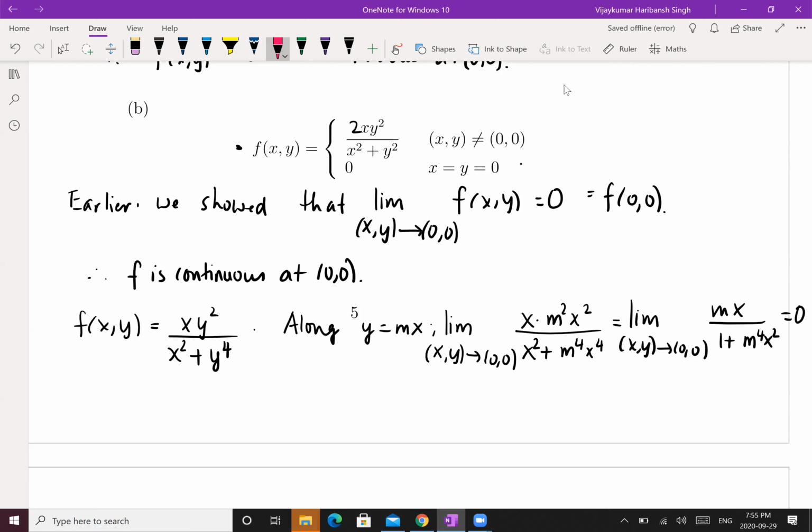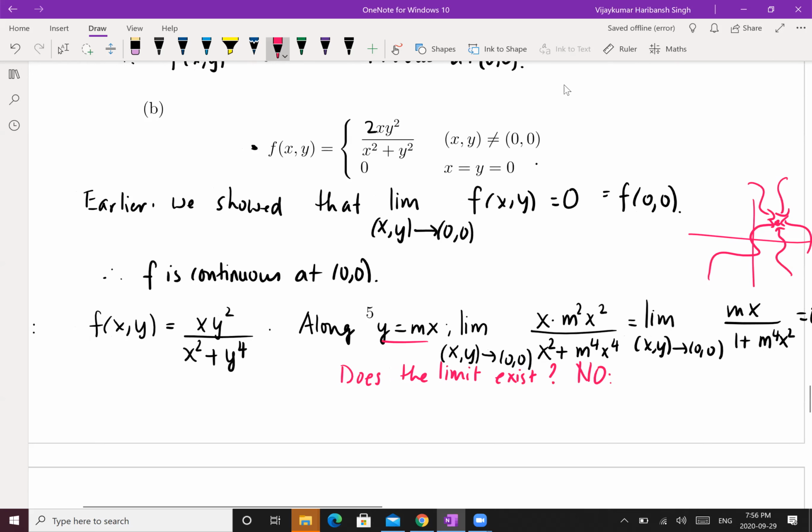So then the question is, does the limit exist? Because it exists along the path y equals mx. Does the limit exist? And the answer is no. Note that in R2, or in D, there are not just lines. y equals mx is a line, but there are a lot of different curves which approach this point. So if the limit exists, it must exist along any path, not just along the lines. So consider the following path.